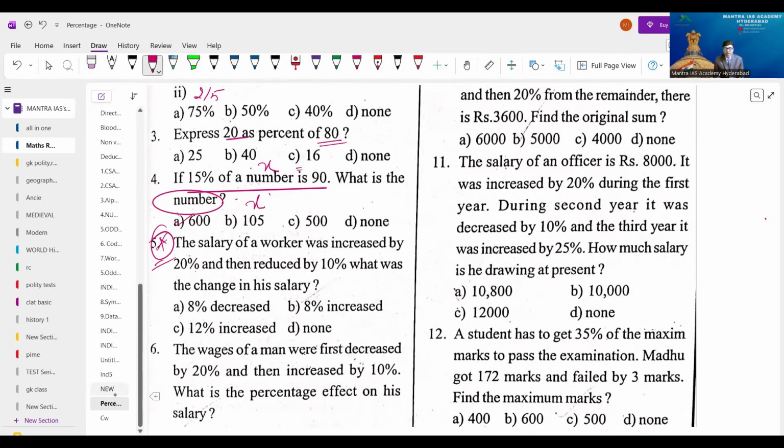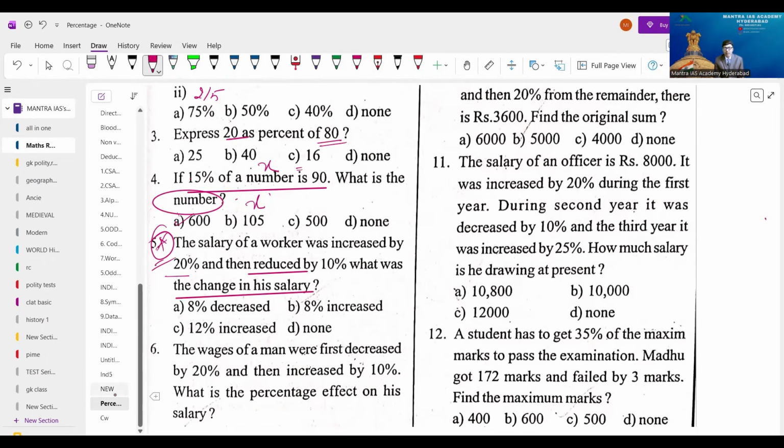So here the question is, the salary of a worker was increased by 20% and then reduced by 10%. What was the change in his salary? Change implies what? Is it the concerned case of percentage salary increased or decreased or no change? This type of thing is called percentage of change in the salary, beta.